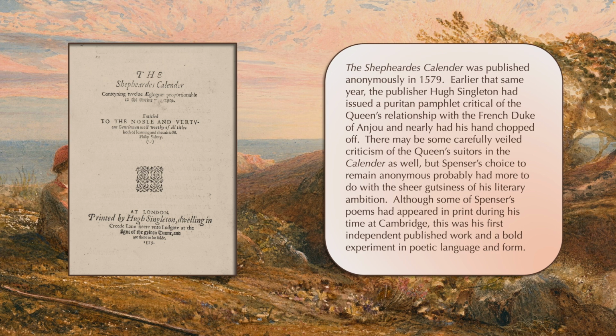There's the title page for it. The Shepheardes Calendar, containing 12 eclogues proportionable to the 12 months. What's really notable about this title page is the dedication right on the front. To the noble and virtuous gentleman, most worthy of all titles, both of learning and chivalry, Master Philip Sidney. Obviously, an attempt to lend some authority to the publication of a poet who was at that time still relatively unknown.